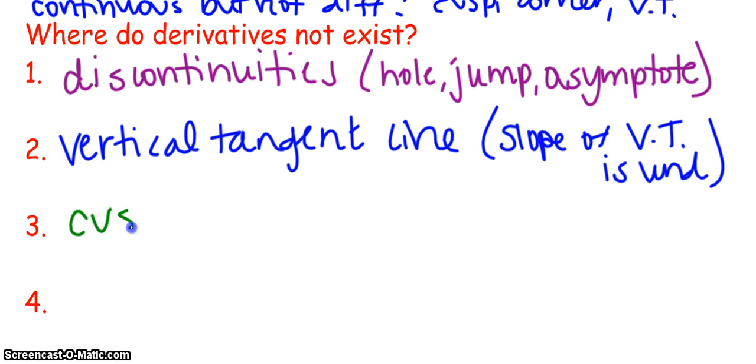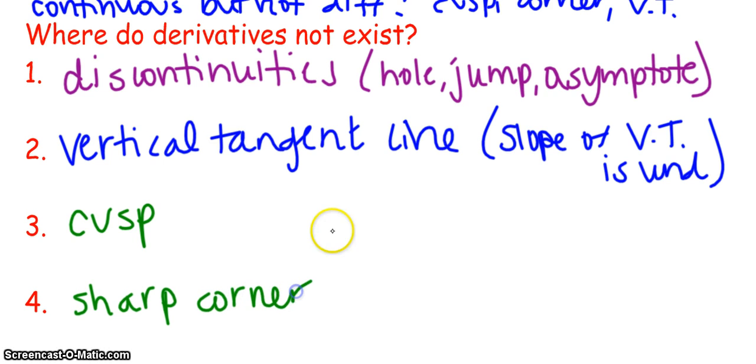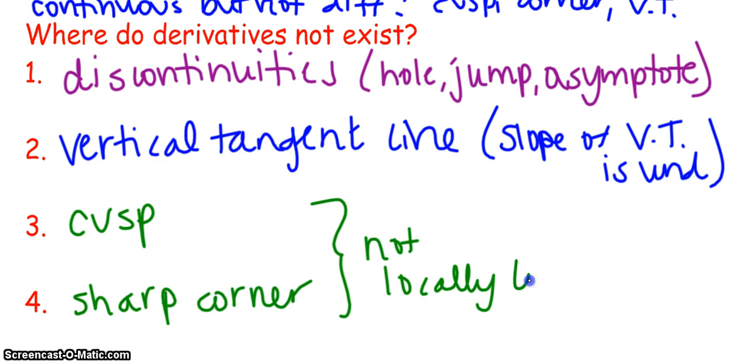And then at a cusp or a sharp corner, because those things are not locally linear. And remember, we're talking about zooming in super close on that function until it looks like a line. Well, at a cusp or a sharp corner, you're never going to get there. It doesn't matter how far you zoom in.